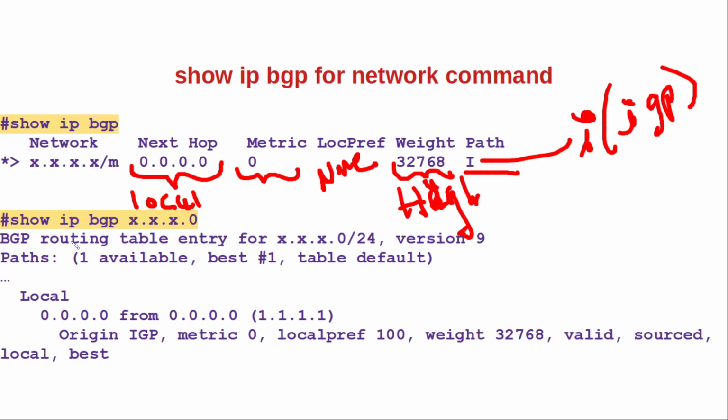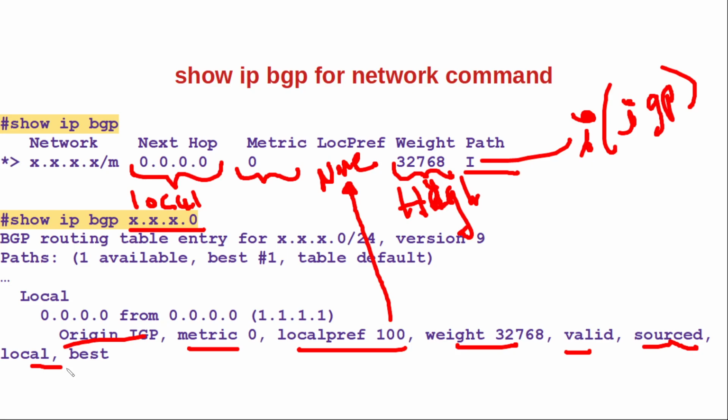We can issue this command for more detail: show ip bgp for the prefix that was injected with the network command. We'll see that the origin is IGP, metric 0, local preference 100. Notice that when you see this empty, it is usually 100, which is the default. The weight is high, it is a valid prefix, sourced local, and this is the best.